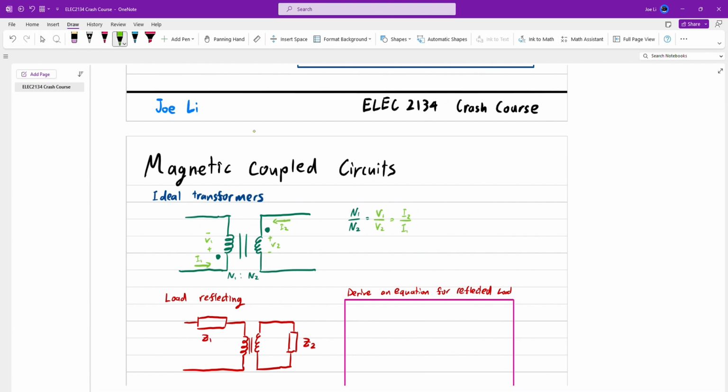I'm sure a lot of you have done physics in high school. You've probably seen this so many times. This is the equation for ideal transformers.